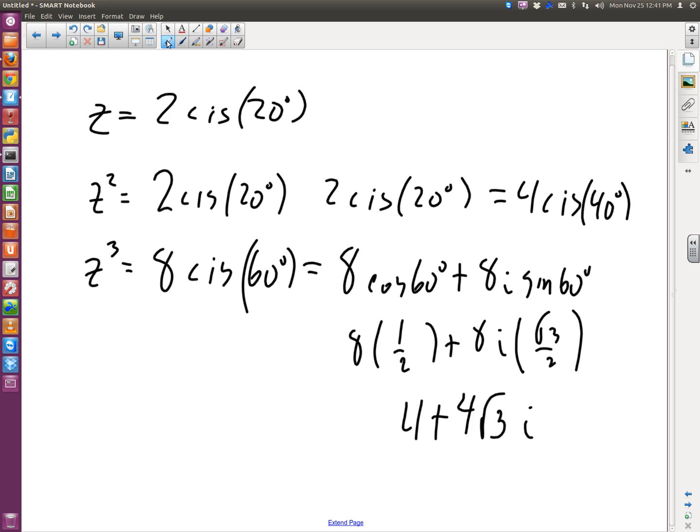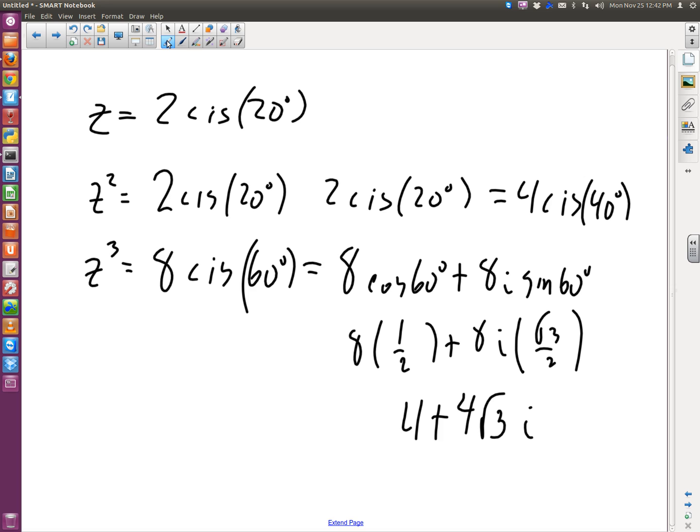Now you can go backwards. If 2 cis theta cubed is 4 plus 4 rad 3i, what does that mean? That means the cube root of 4 plus 4 rad 3i is 2 cis 20. You could do cube roots, square roots, 4th roots by going backwards. How do you go backwards? Let's talk about that. All right, so we're going to focus on powers, okay?